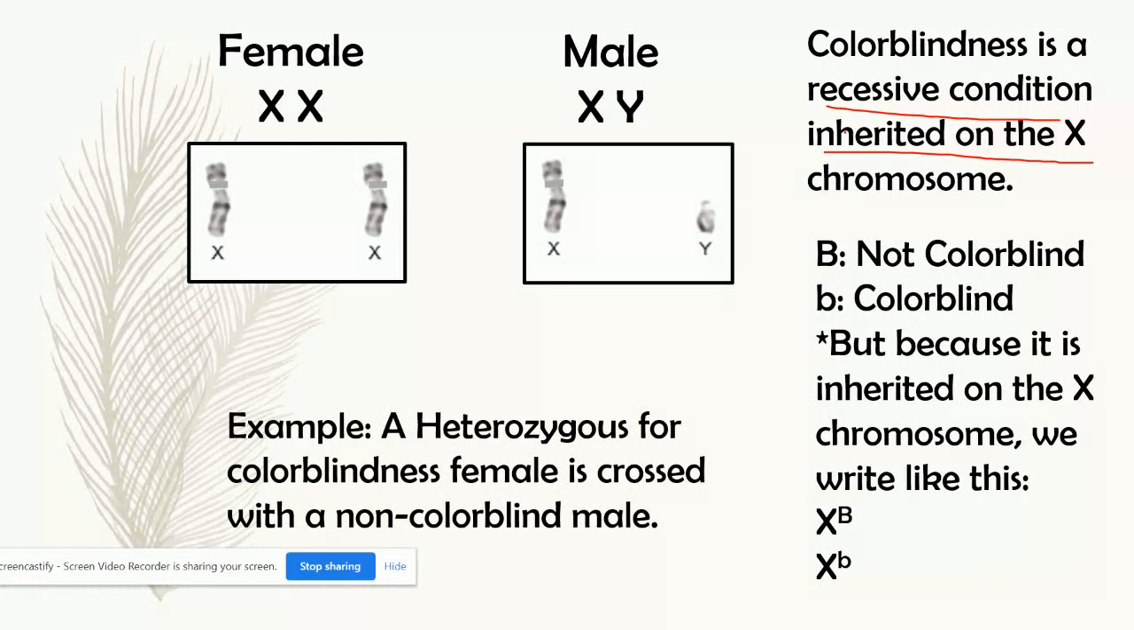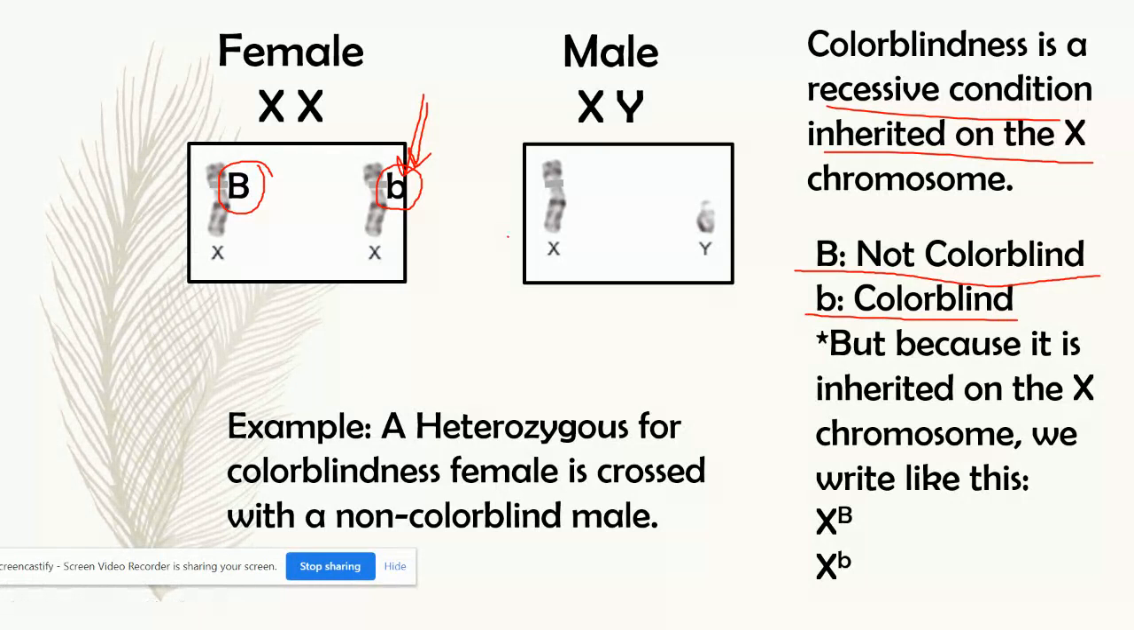Now, with a female, let's pretend we have a female who is heterozygous for being colorblind. Because colorblindness is recessive, seeing all colors is dominant. This female has the dominant allele, so she is not colorblind, but she does carry that allele with her. So if you ever see the word carrier, that's referring to a heterozygote who doesn't have the trait or the disease or disorder, but carries the allele with her.